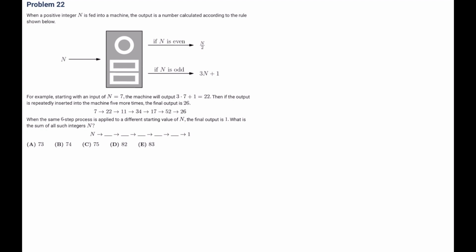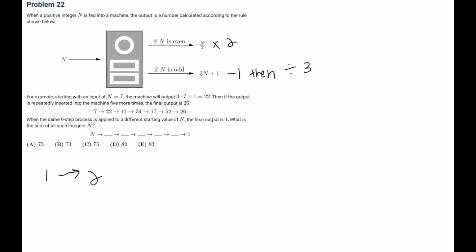The inverse of dividing by 2 would be multiplying by 2. And for the other rule, we would subtract 1 and then divide by 3. So if we start with 1 as our first value, we want to see which one of these could be the next value. If we multiply by 2, we'd get 2, and if we subtract 1 and divide by 3, we'd get 0. But obviously 0 cannot work because 0 is even and not odd, so that would not be a valid choice. So 2 is the only next option after 1.